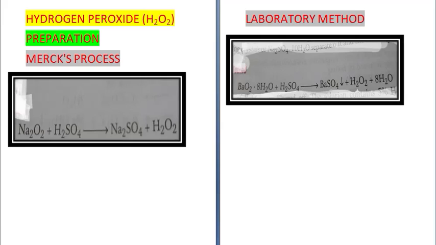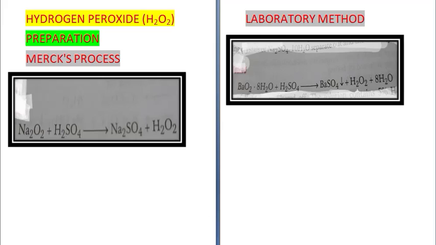Then next is the laboratory method. In the laboratory, it is prepared from BaO2.8H2O plus H2SO4. It gives you BaSO4 plus H2O2 plus 8H2O. The white precipitate of barium sulfate is filtered off and the solution contains 5% H2O2. Now, use of hydrated BaO2.8H2O does not allow formation of an insoluble barium sulfate coating, so it prevents the reaction from stopping.